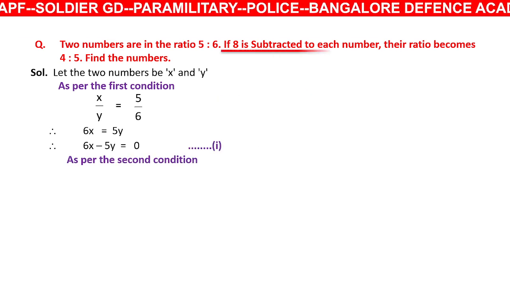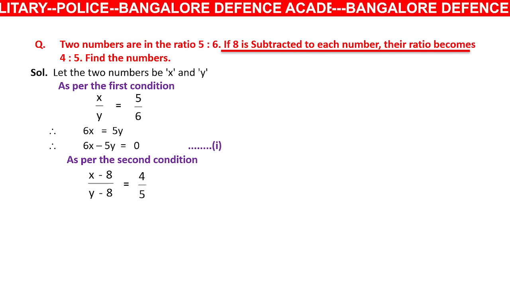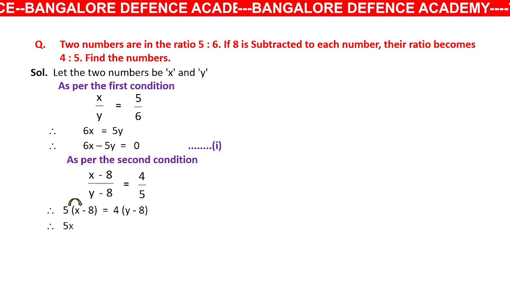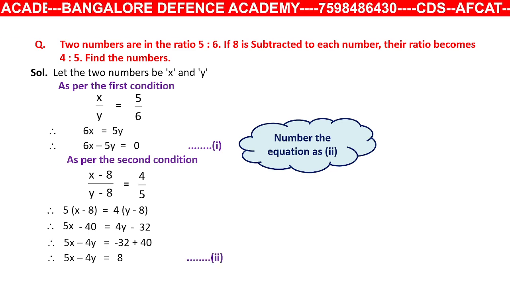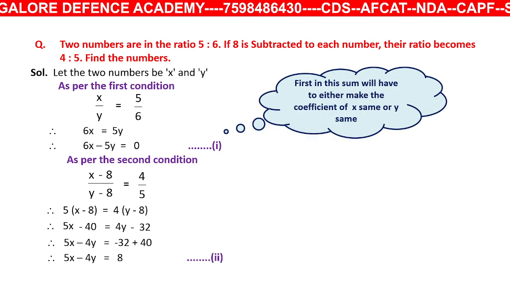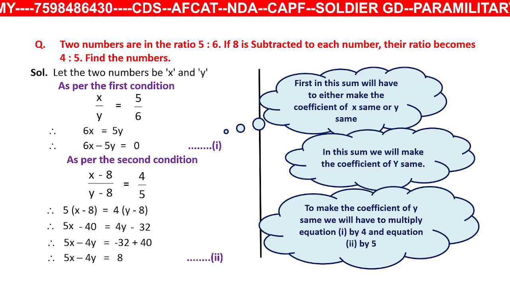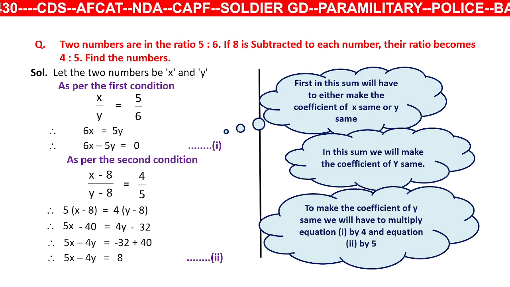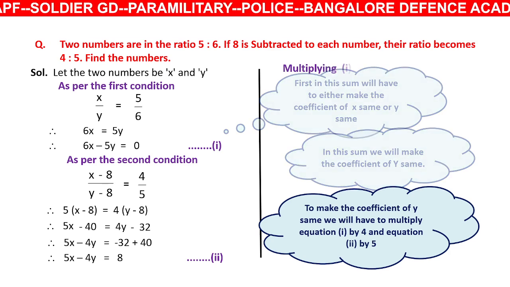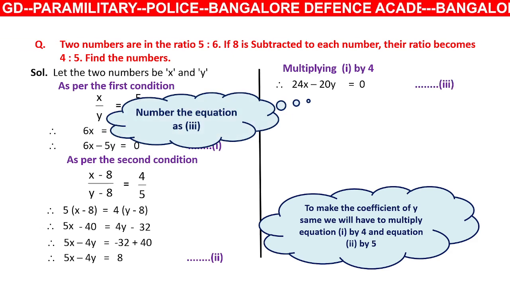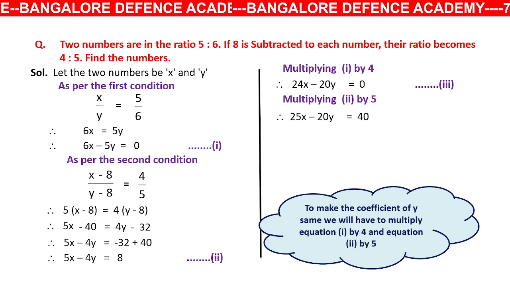Now as per the second condition, x minus 8 by y minus 8, when I subtract 8 from both numerator and denominator, you get 4/5. When I cross multiply, you get the equation 5x minus 4y is equal to 8. Let us take this as equation number 2. Now we have to solve by different methods: elimination, cross multiplication, or graphical method, anything. We have to eliminate some values of x or y. I'm going to multiply the first equation by 4 and the second equation by 5. Multiplying this, you get 24x minus 20y is equal to 0. And the second equation, when I multiply by 5, you get 25x minus 20y is equal to 40.